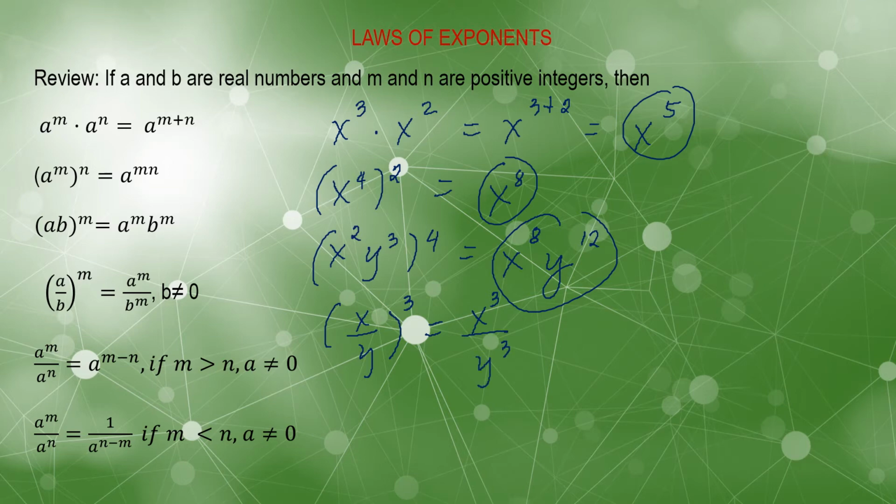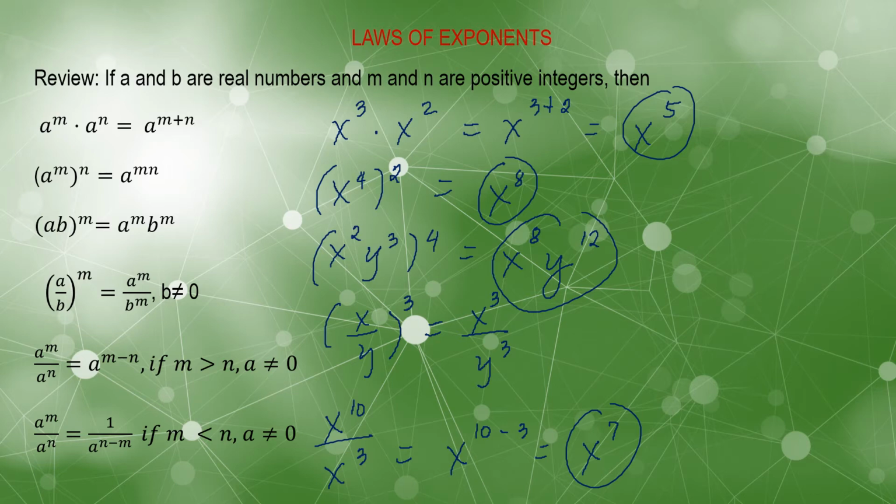Another law of exponent, we have a raised to m over a raised to n. That will be equal to a raised to the difference of the exponents m and n, that is, if m is greater than n and a is not equal to 0. So say for example, we have x raised to the 10th power over x raised to the 3rd power. So this will be equal to x raised to the difference of the exponents 10 and 3. So we have x raised to the 7th power.